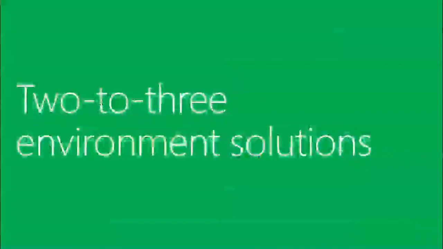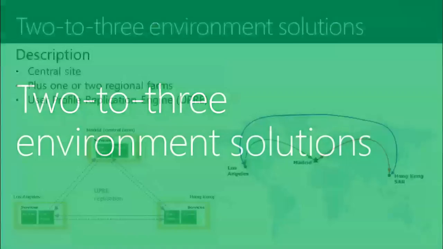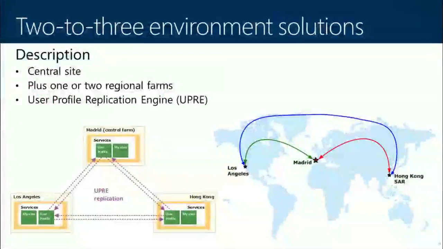So now we're going to talk about 2 to 3 environment solutions. So this is if you think you might need to deploy more than one farm globally. So this is kind of what it looks like. One central farm, we're saying up to 2 additional other farms, and then synchronizing profile data using the user profile replication engine.